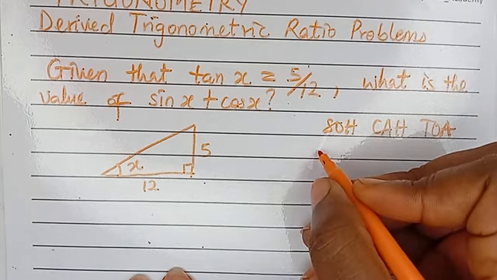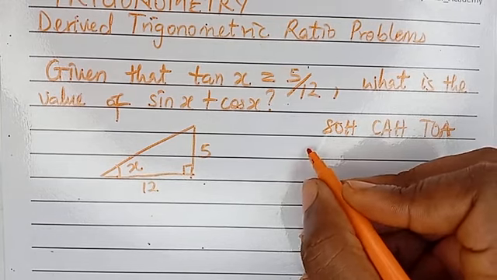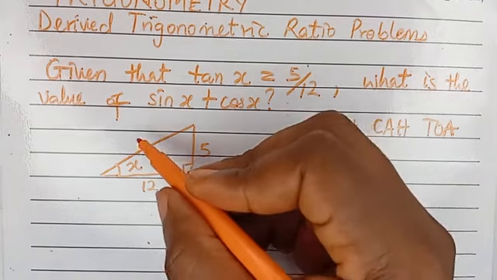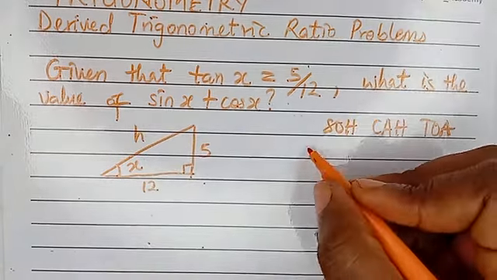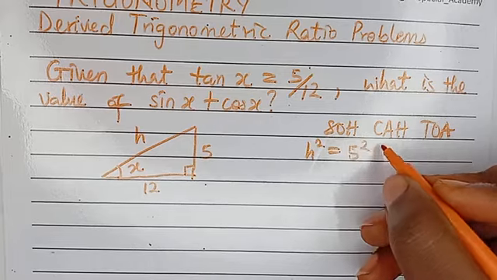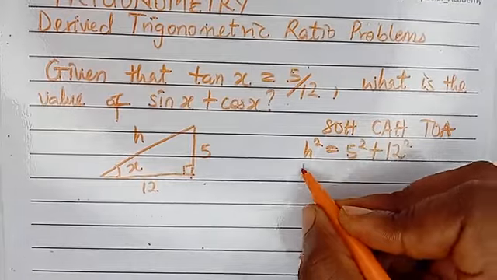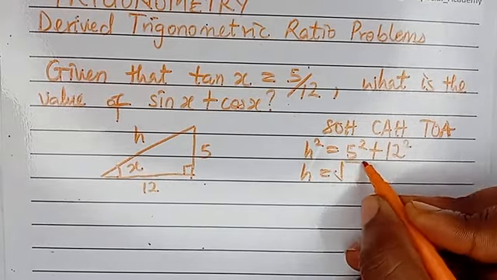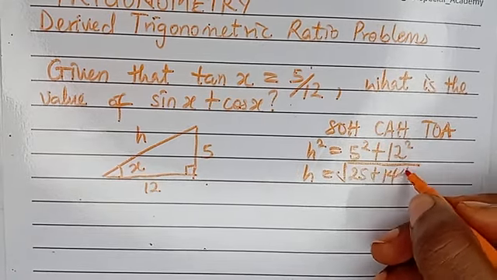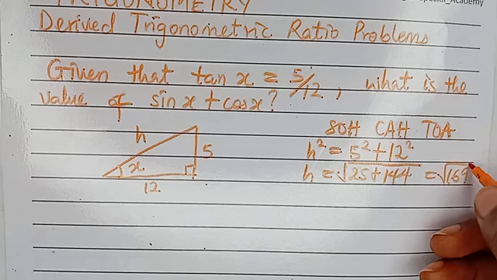Using Pythagoras theorem, we have that the hypotenuse, let me just call it h. So h squared is equal to any other side squared plus the other side squared. We have that h is equal to the square root of 25 plus 144, which is equal to the square root of 169.